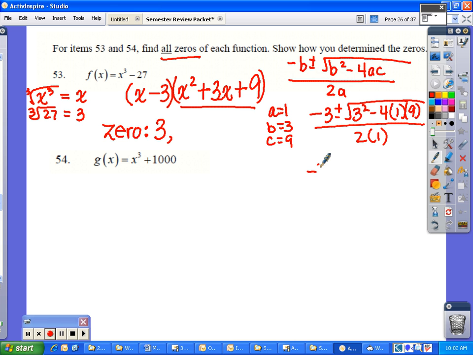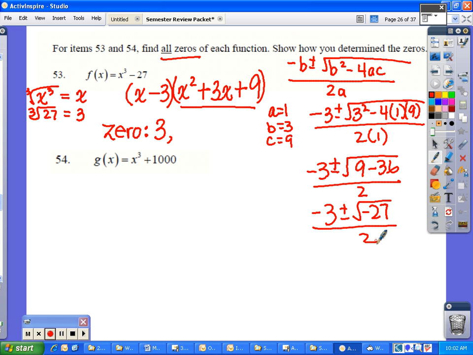Simplify that. You get negative 3 plus or minus the square root of 9 minus 36 over 2. 9 minus 36 is negative 27, so you get negative 3 plus or minus the square root of negative 27 over 2. Now all you have to do is pull out the negative sign from the radical, and you're left with negative 3 plus or minus i root 27 over 2.